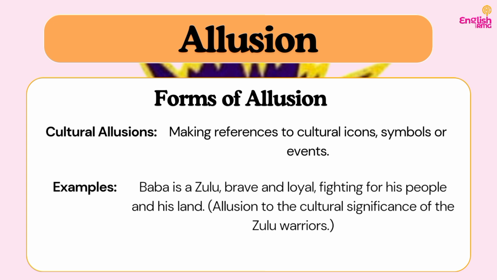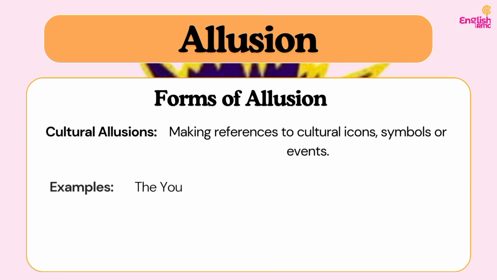Also we could have from cultural allusions: Baba is a Zulu, brave and loyal, fighting for his people and his land. So there is a cultural event about the Zulu warriors. You understand? They are known in Africa to be great warriors, brave and loyal, fighting to protect their people and their land. Do you understand? So if you say someone is a Zulu, you are trying to say that the person is a brave and loyal person. Do you understand? That is, they are loyal to their own people.